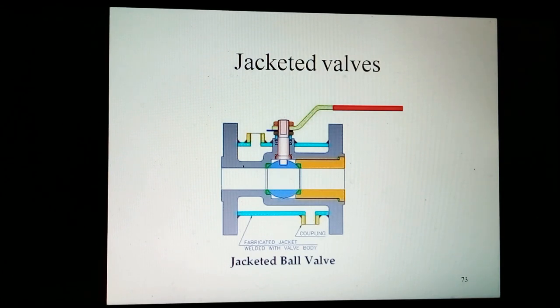Jacketed PTFE seated ball valves give zero leakage, tight shutoff and easy and smooth operation at temperatures ranging from -20 degrees centigrade to +220 degrees centigrade. The electro-polished, gloss finish and ultra-clean valves are also provided for food and pharmaceutical industries on request.